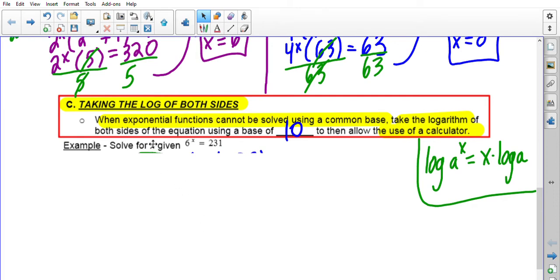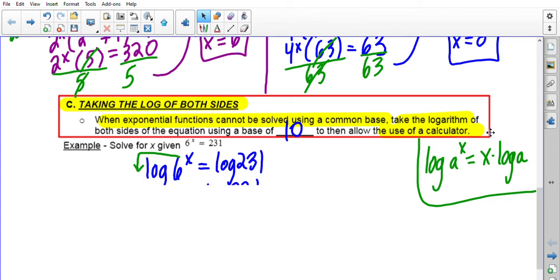All right, so it says solve for x given 6 to the x equals 231. So we definitely can't do a common base for 231 as 6 to the something. So what we're going to do is take the log of both sides. So I'm going to take log of 6 to the x, and then I'm going to say that's equal to log of 231. Okay, so same rules as our other operations. Whatever you do to one side, you have to do the other.